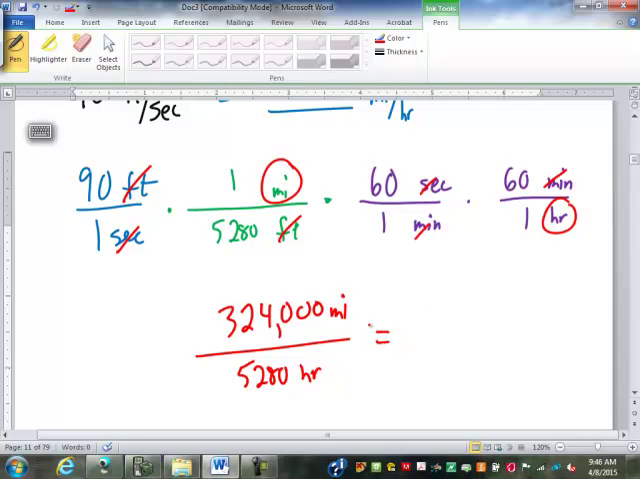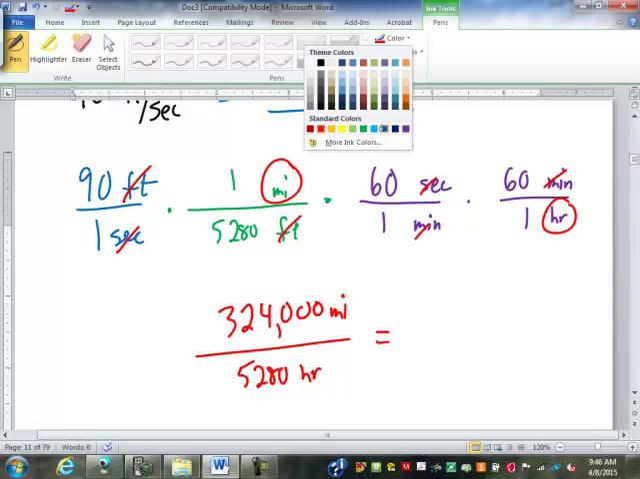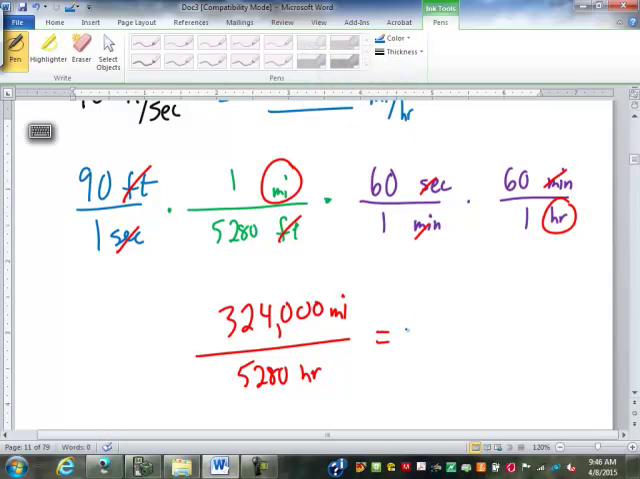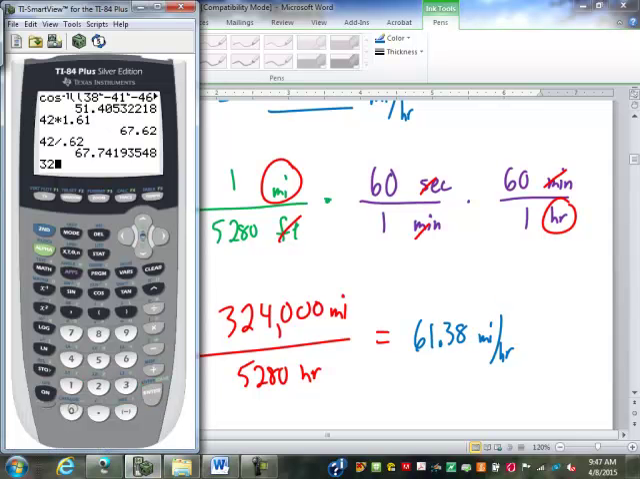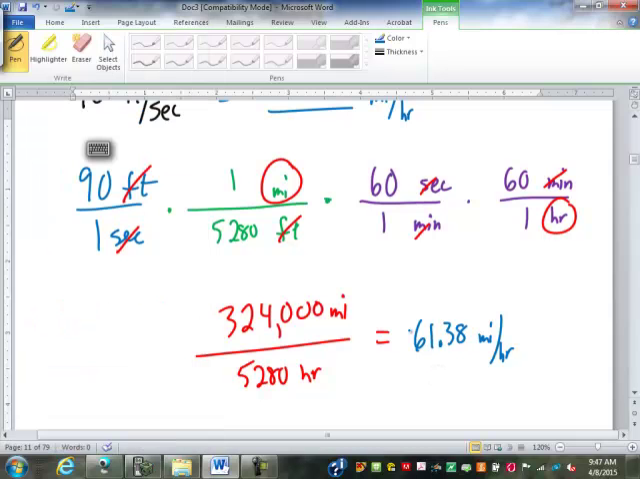If we divide that out, let me see. 324,000 divided by 5280 is what? 61.38 or something like that. Does that sound right? Somebody double check me. Oh, 3.6 instead of 3.8. Okay. I'll change it. I can't believe I made such a horrible error. So 61.36 miles per hour.